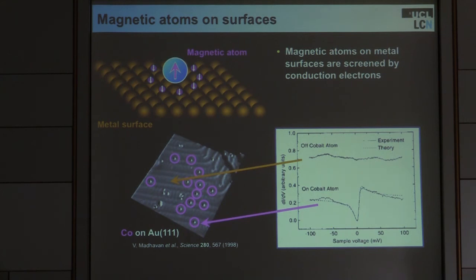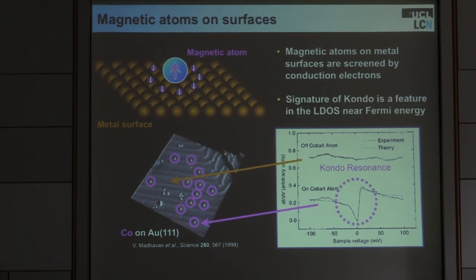If they just did the spectroscopy on the bare gold, they saw more or less nothing. You see dI/dV is flat. But if you look on the cobalt atoms, you see this large resonance around the Fermi energy, and that is an indication that this interesting feature, which is the Kondo effect, is going on.